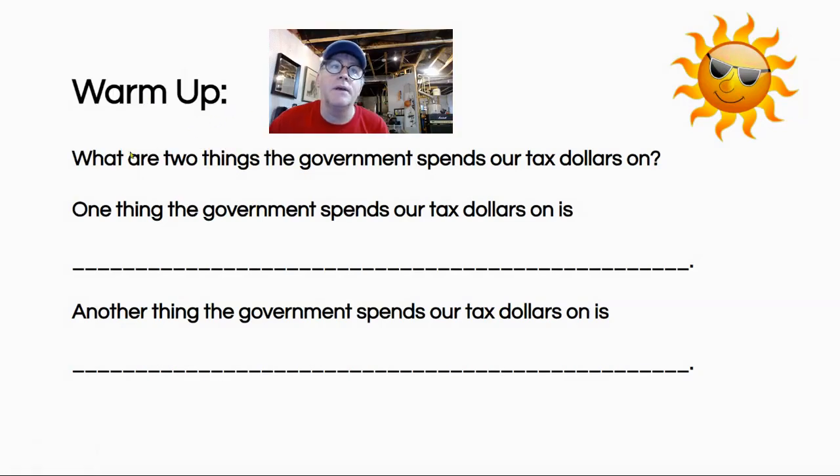Warm up. What are two things the government spends our tax dollars on? Complete this phrase: One thing the government spends our tax dollars on is what? Take a moment and pause to think of something. Another thing the government spends our tax dollars on is... take a moment and think of another thing.